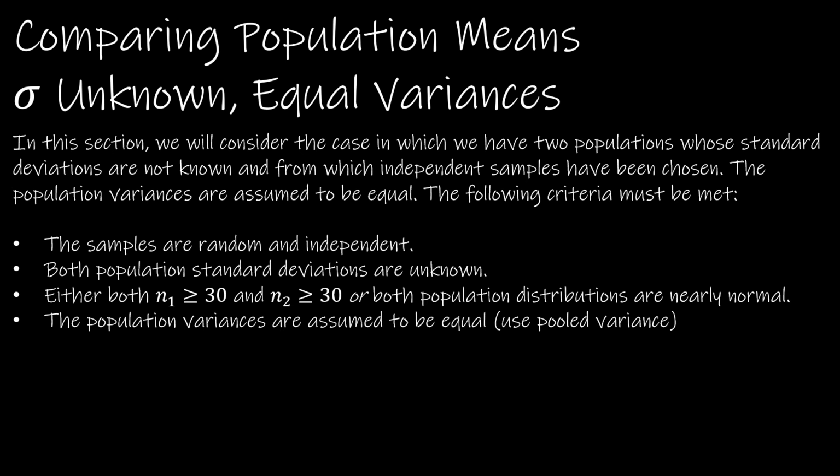The conditions are that the samples are random and independent, both population standard deviations are unknown, both populations are nearly normal or n is greater than or equal to 30. And then in this case, the population variances are assumed to be equal, so we have to pool the variances. And really all this means, again, is that our calculation for standard deviation is just going to be a little bit different than it was when we assumed the variances to be unequal.